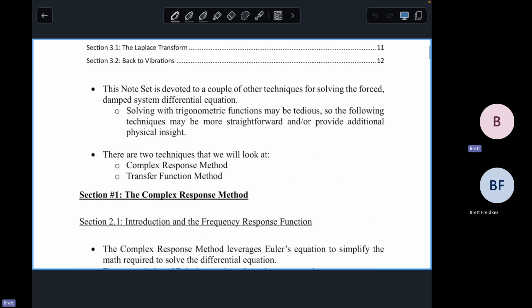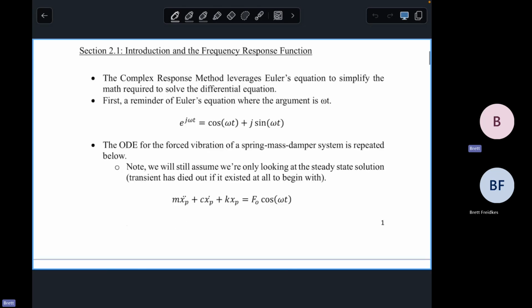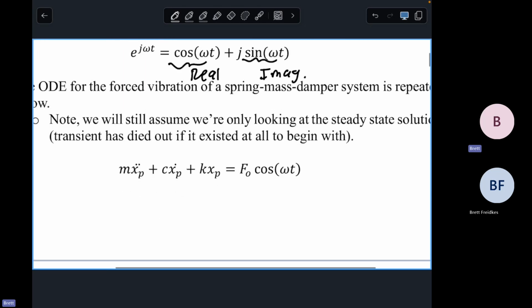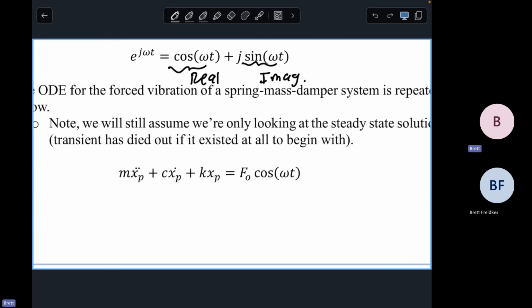So in this note set, I introduced 2 different ways of finding solutions to the differential equation that don't involve the gross matrices or anything along those lines. The first thing leverages Euler's equation, where we say that this cosine term is the real part and this sine term is the imaginary part. And what we'll do is, instead of using cosine here, because when we try to solve the differential equation, it gets ugly.